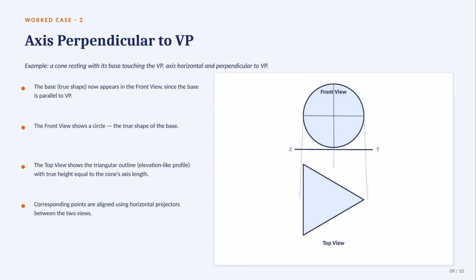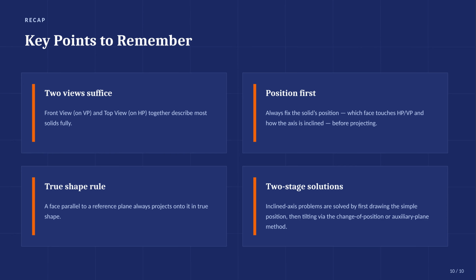Worked example 2. Now let us look at another example. In this case, a cone has its axis perpendicular to the vertical plane. Therefore, the front view shows the true circular shape of the base, while the top view displays the triangular profile of the cone. Corresponding points are aligned using horizontal projectors.